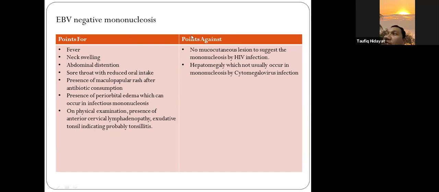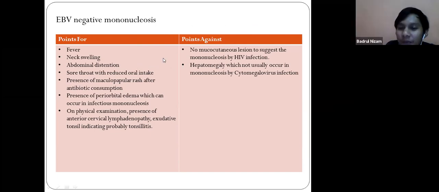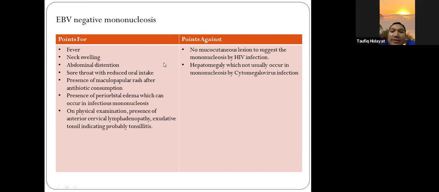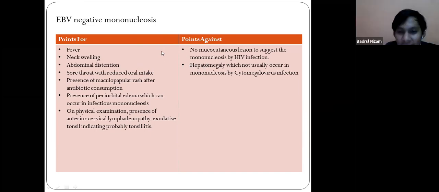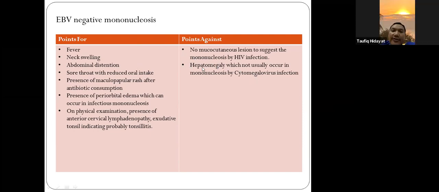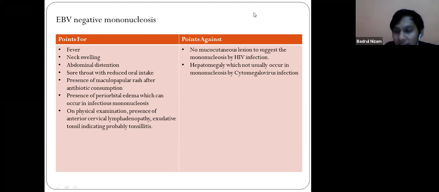Usually in CMV infection, hepatomegaly is common. Oh. In your reference it is not common? I didn't read it, I don't remember very well. From what I found in UpToDate, it says like this. Okay, so what needs to be sent? If we want to diagnose, what needs to be sent? Viral isolation.